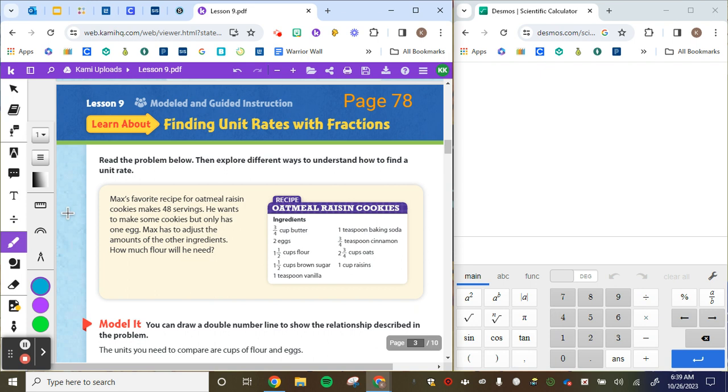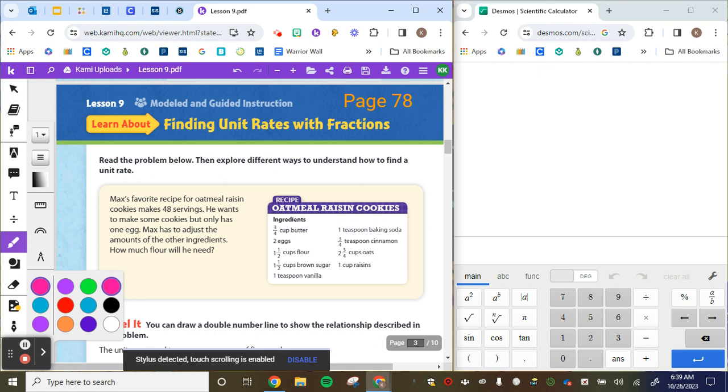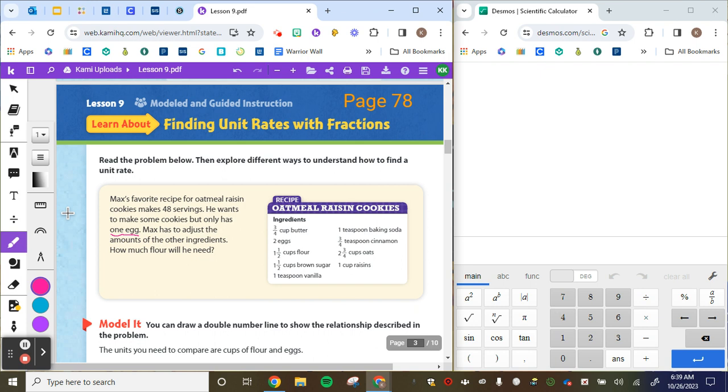So we can look at the ratio, or we can look at the recipe, but we actually only need a little bit of information from the recipe. They told us he only has one egg, and they want to know how much flour he needs. So those are the only two ingredients that we need. We only need to know about eggs and flour. We don't need to know about servings in here. We don't need to know about any of the other information for this particular problem.